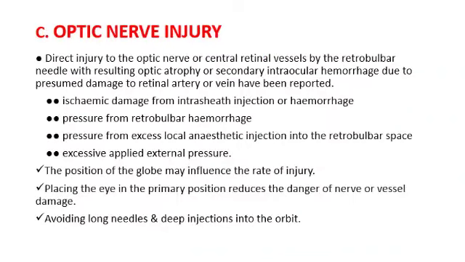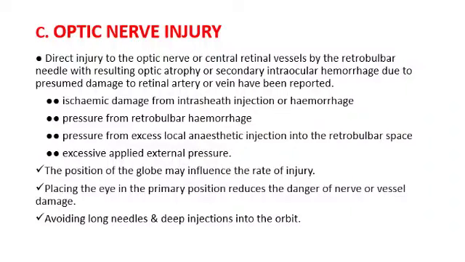Optic nerve injury. Direct injury to the optic nerve or the vessels supplying it can occur, resulting in optic atrophy or an intraocular hemorrhage due to damage to the retinal artery or vein. So the damage to the optic nerve can occur by ischemic damage from the intrasheath injection of the anesthetic or hemorrhage, pressure from a retrobulbar hemorrhage, pressure from excess local anesthetic injection to the retrobulbar space, or excessive applied external pressure.